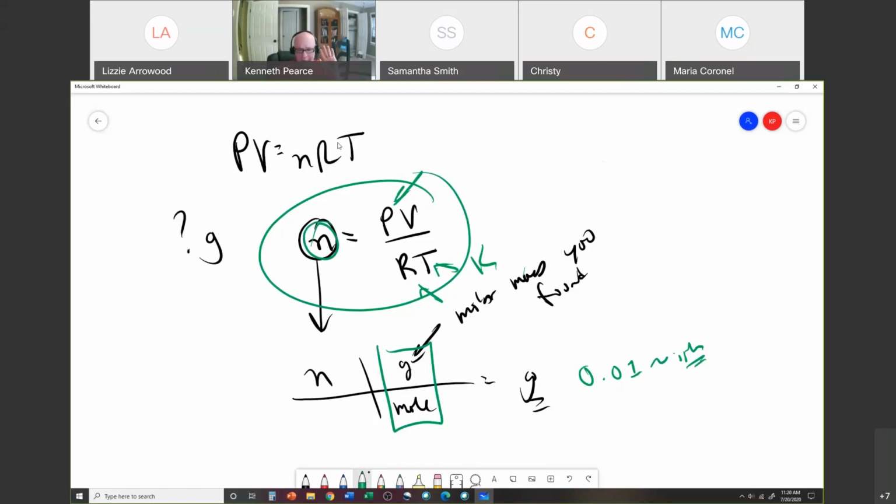All right, I forget what the number is exactly, but it shouldn't be very much. Maybe it was about 1 gram. I don't know, but anyway, you shouldn't end up with a million.